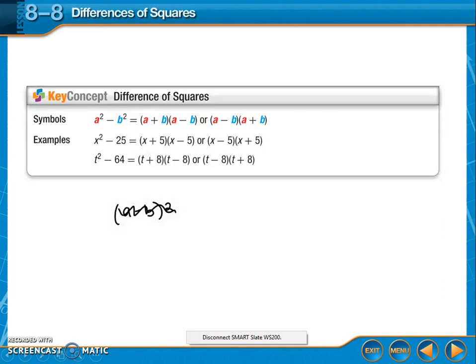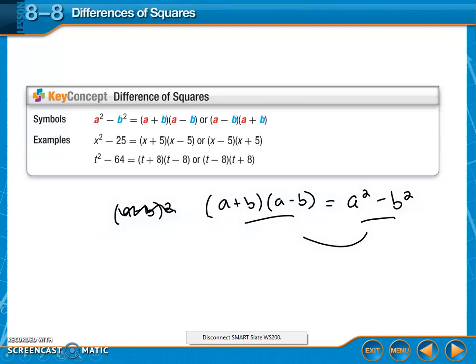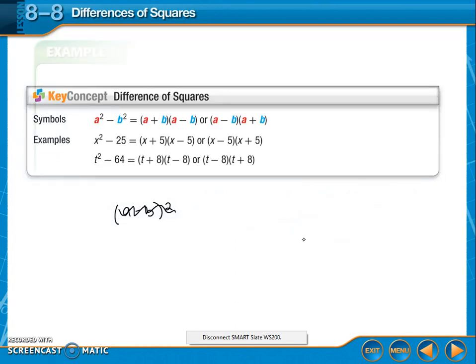Okay, so in a previous section, if you remember, we learned if you have (a plus b) times (a minus b), that's the same thing as a squared minus b squared. So today, instead of going from this to this, we're going to go from that back to that, and it's going to be the way of factoring it.